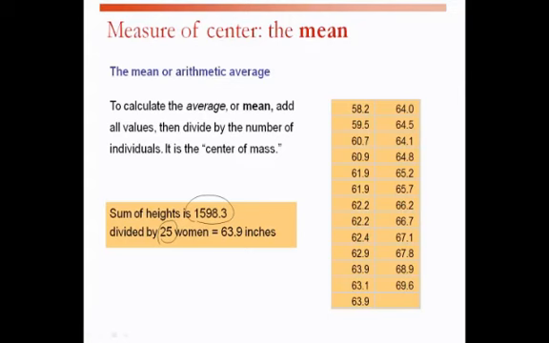The question is not how we calculate it. It's actually very easy to calculate. What does it tell you? So what do you know now about that 63.9? Once you know the average, what does it tell you?